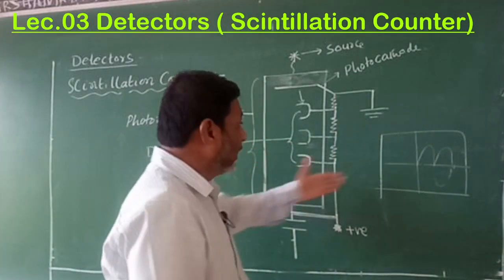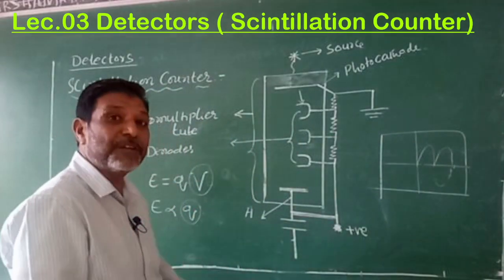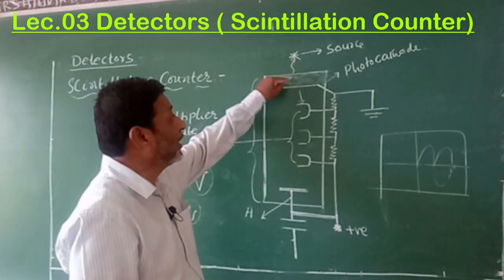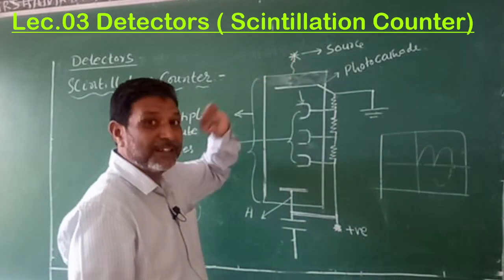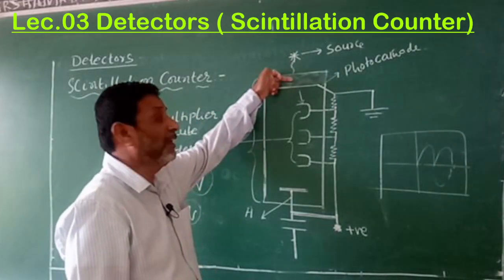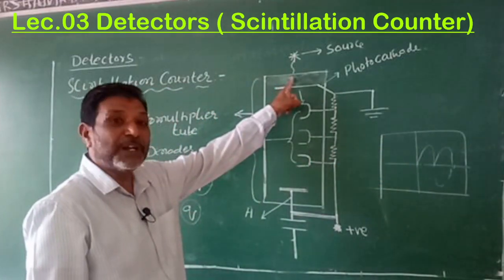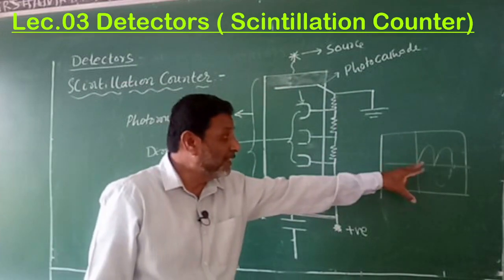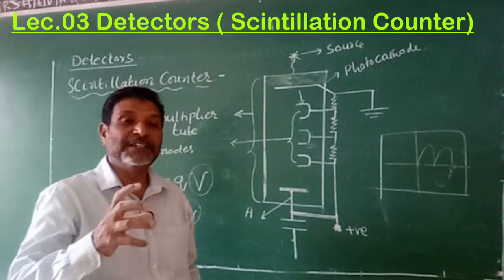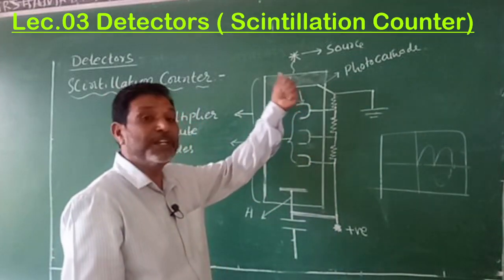Now, either the pulse height or total energy depends upon the energy of the incident particle on the material, isn't it? If the energy of the incident particle is more, then pulse height is more, energy is more. If the energy of the incident particle is less, then pulse height is less, energy is also less. That means the pulse height is directly proportional to the energy of the incident particle.